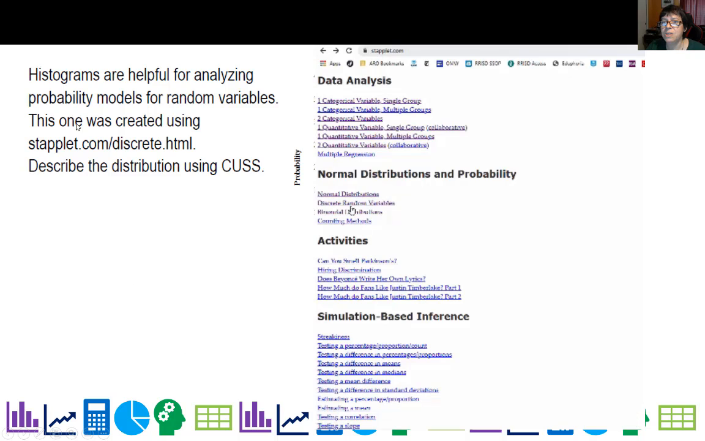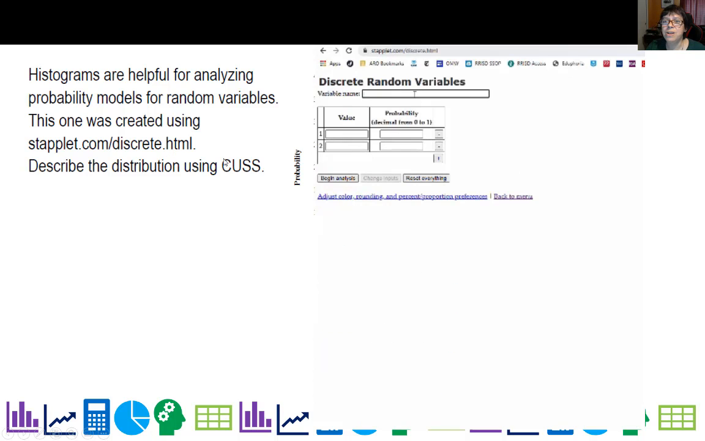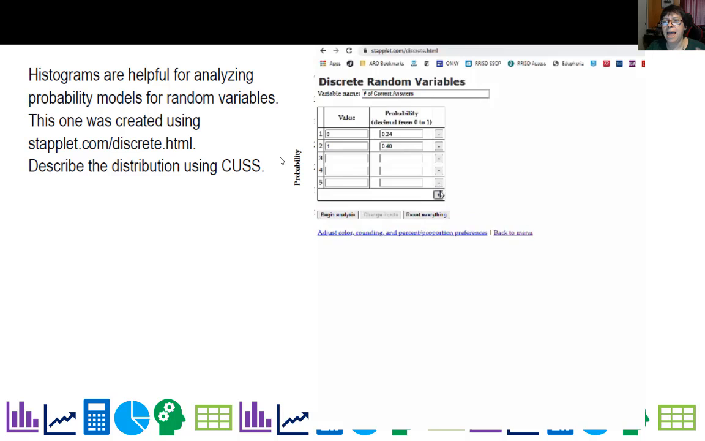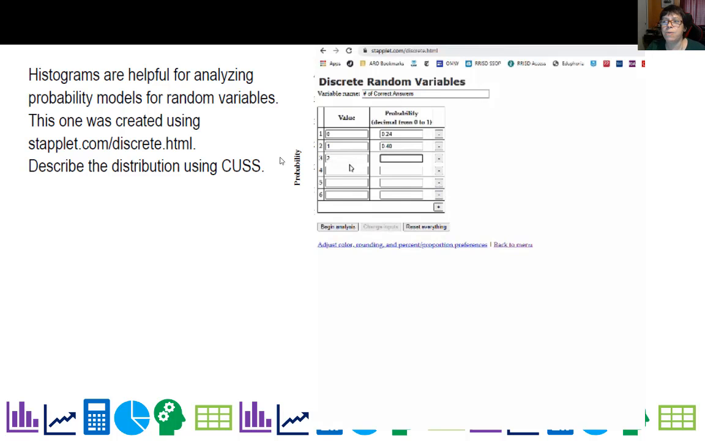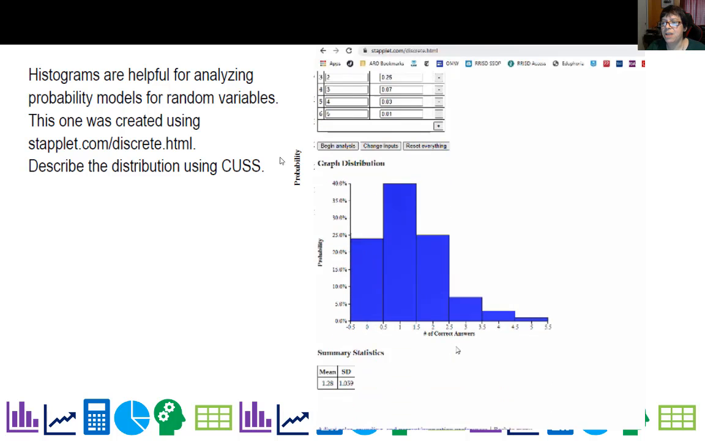So basically we go to stapplet.com. If you didn't, I showed you where to find it from the main page, but if you just put discrete, it'll take you straight here. Put in the variable name and the values. And you'll notice it only starts with 2 rows. So you've got to hit that plus button to add extra rows. Since we have 6 outcomes, I actually had to add a couple of rows. All right. And then once I'm done, I click on Begin Analysis right there. And you can see the graph, and I'm scrolling down here. And if you float over the bars, it will actually show you the percentages in each bar.